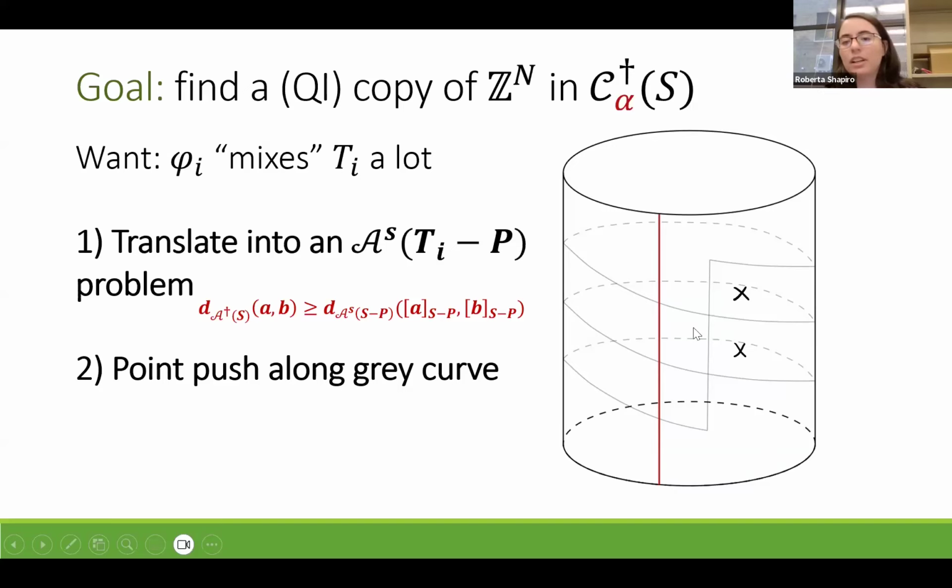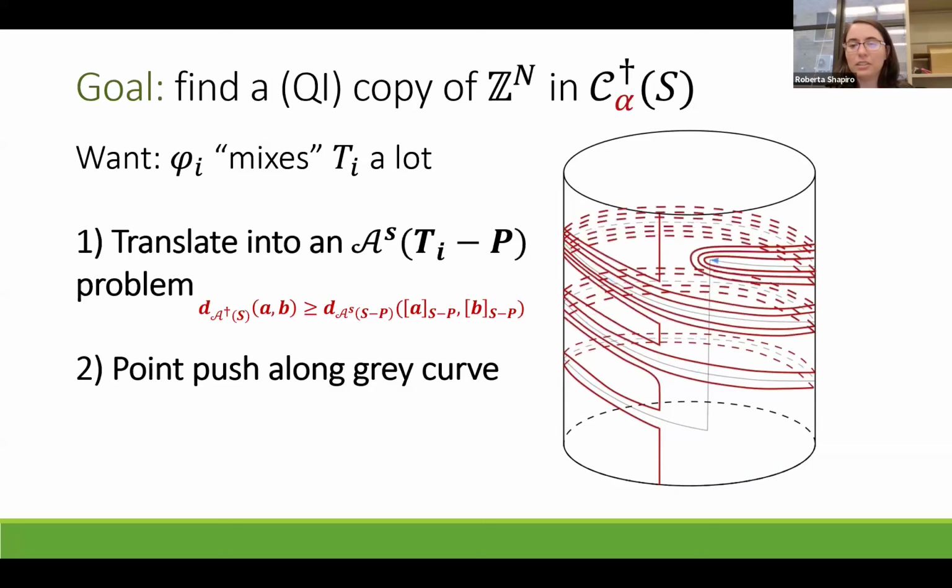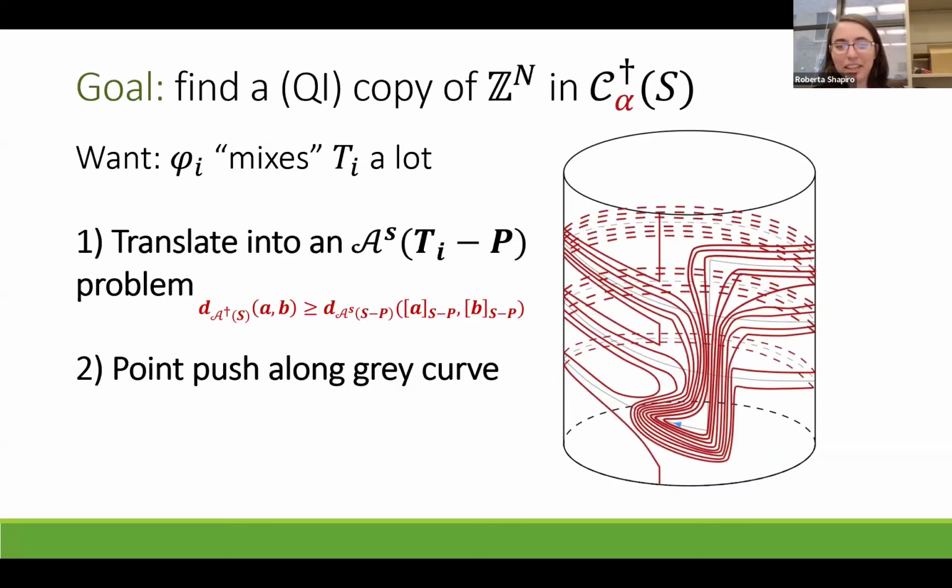Okay. So the first thing we're going to do is take a curve that now fills our surface, and we're going to take a point push about this curve. So in this case, what does a point push look like? We're going to start down there, and we're going to start pushing our surface along this curve until we get back to the beginning. And something that now seems a lot more reasonable is the belief that this point push, just point pushing once along this curve, actually messes up our annulus a lot.